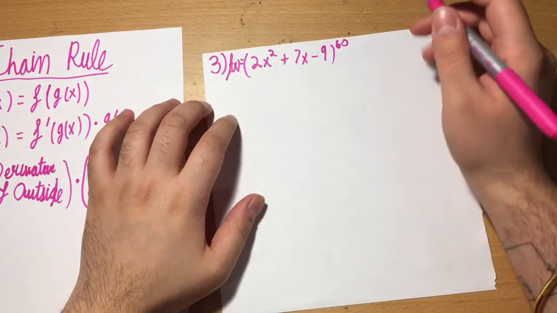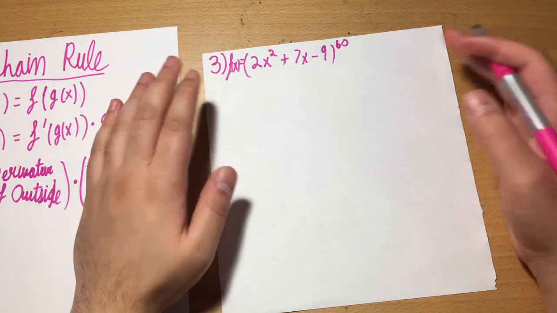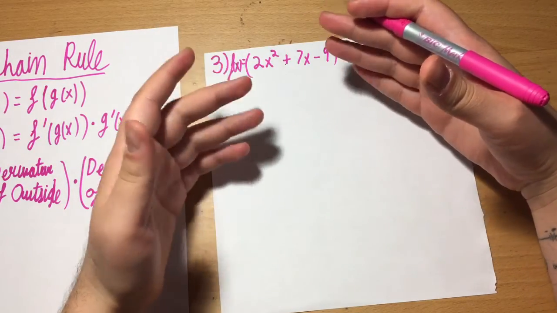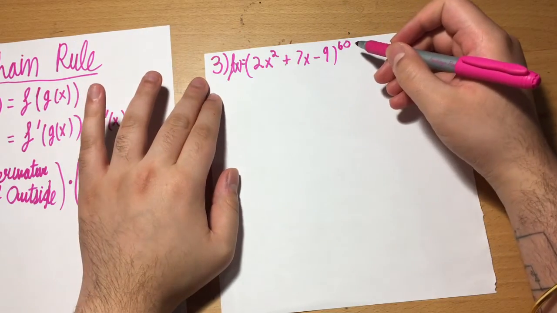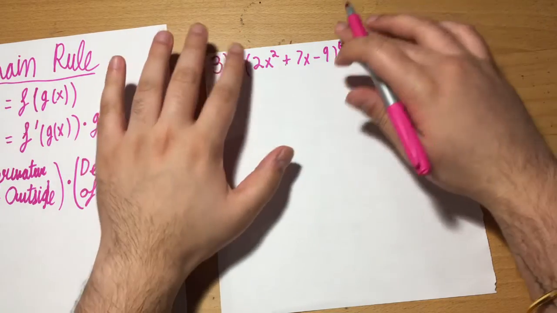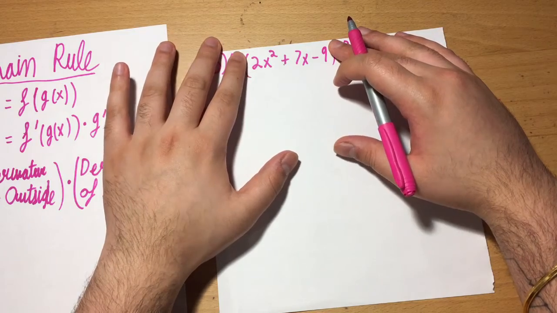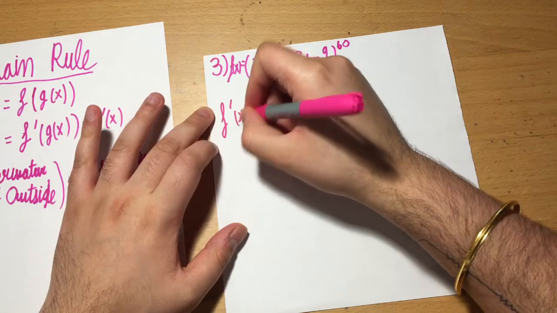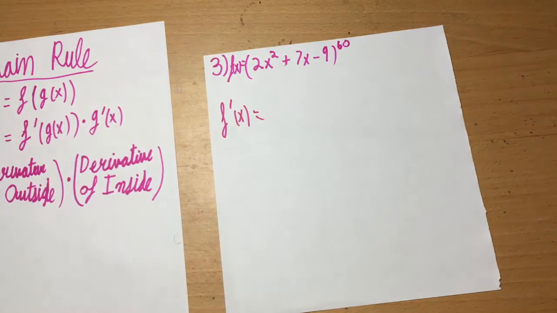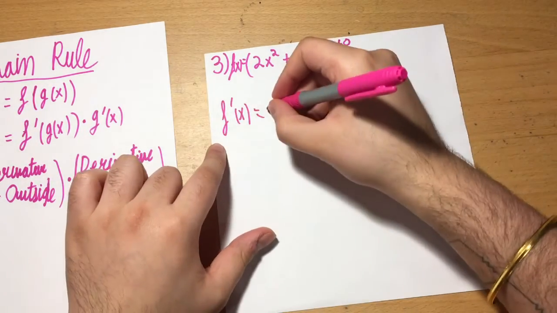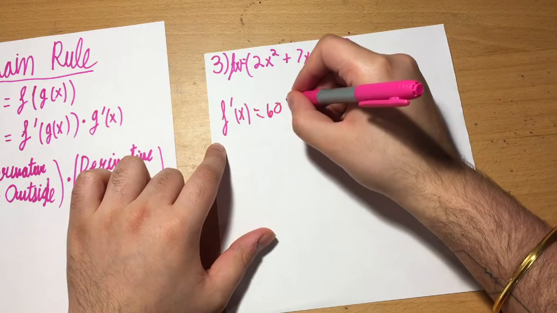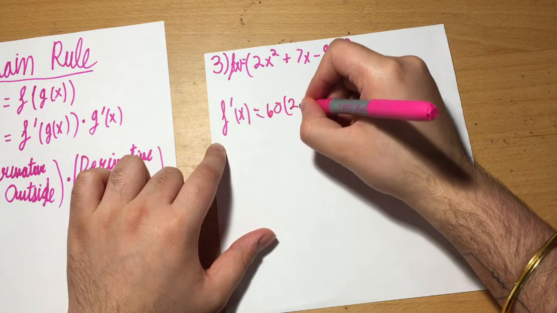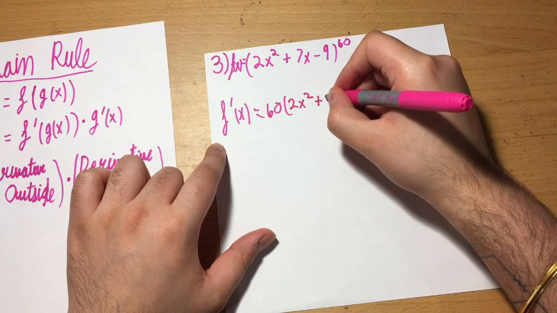So here, let's identify what's your outside function. So I see a 60th power, and then stuff inside of parentheses. So I can tell my exponent is my outside function. My inside function is this trinomial. All right, so derivative of f of x should be equal to the derivative of the outside function, which is 60 times, and all this inside stuff has to stay the same. You don't actually need to manipulate that in any way.